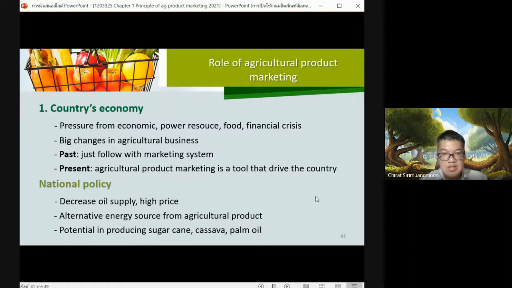Then, what is the role of agricultural products marketing? So, honestly, it is the country's economy.